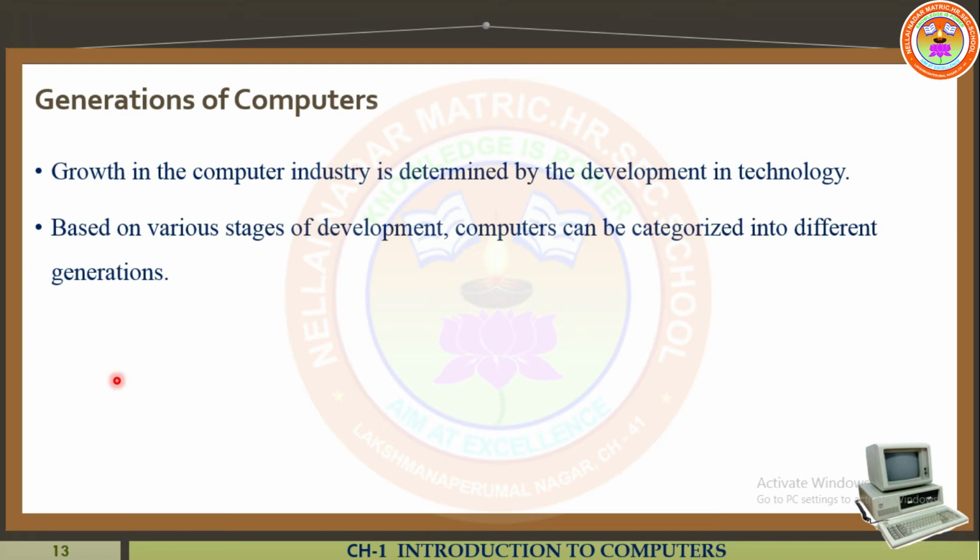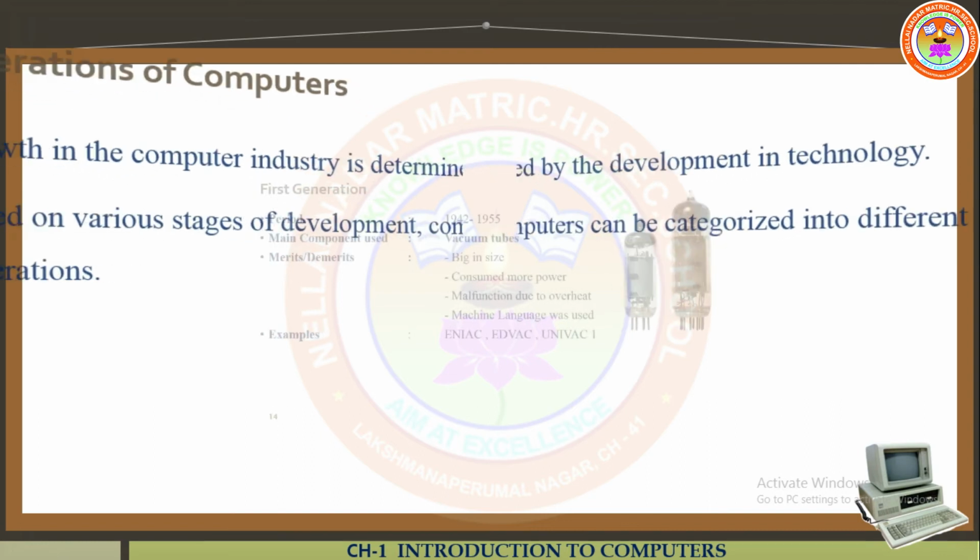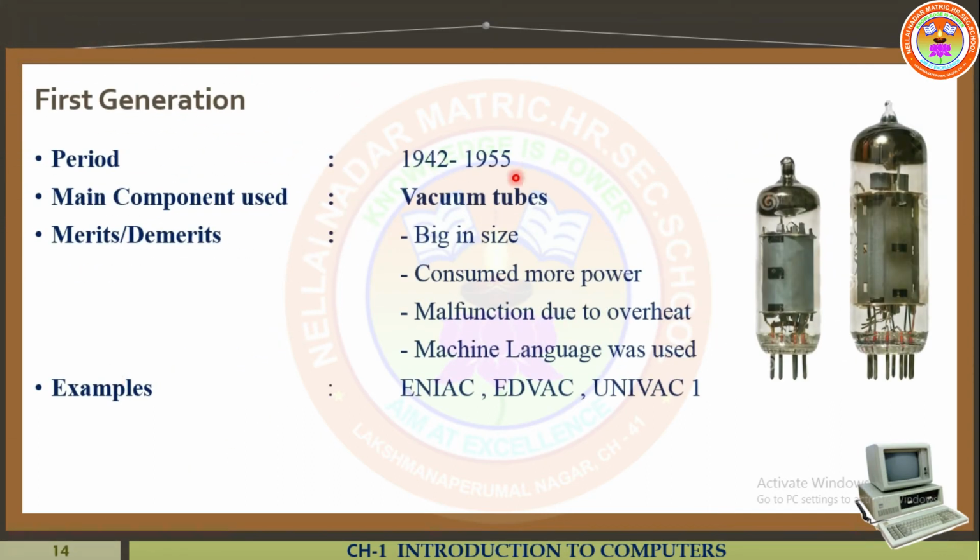So the generations of computers are based on various stages of development. Computers can be categorized into different generations. We'll see them one by one. The first generation is during the period 1942 to 1955. This is the duration, please note it. In this duration, the main component used in the first generation of computers was the vacuum tube.